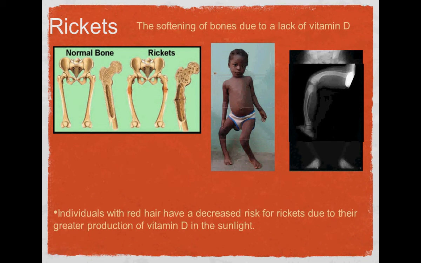One interesting fact, so people with fair skin and fair hair are less likely to get rickets because they have less pigments in their skin blocking ultraviolet radiation, and therefore they can make more of that vitamin D. People with darker complexions have to be exposed to more sunlight to make the same amount of vitamin D.